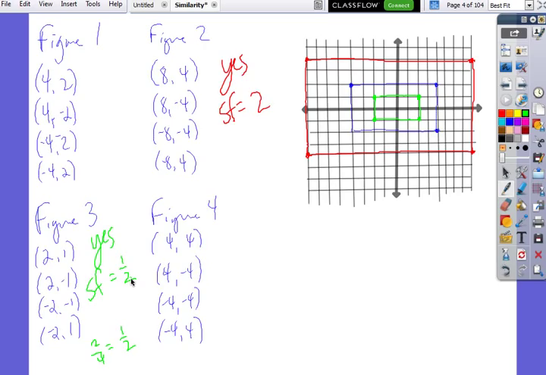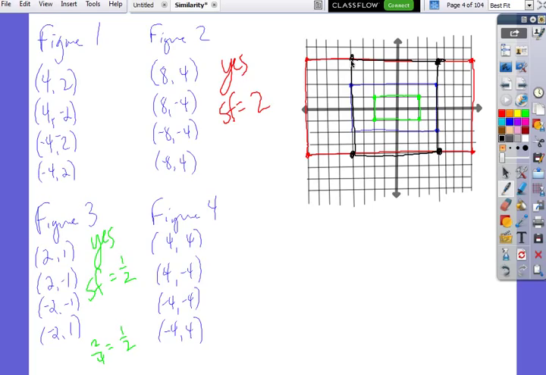Go to figure 4 over here. That is 4, -4. Excuse me, 4. All right, is that one? You should be able to look at the graph and say, no, it's not. How do I know it's not? Because it's a square now. Because it turned into a square versus a rectangle, what we started with.